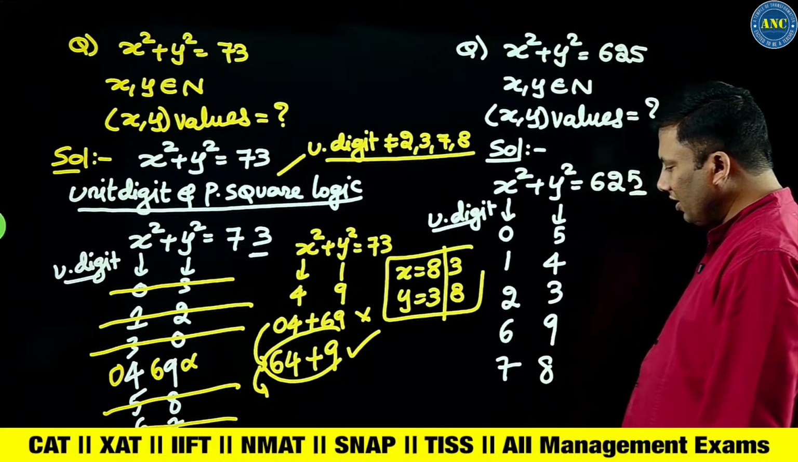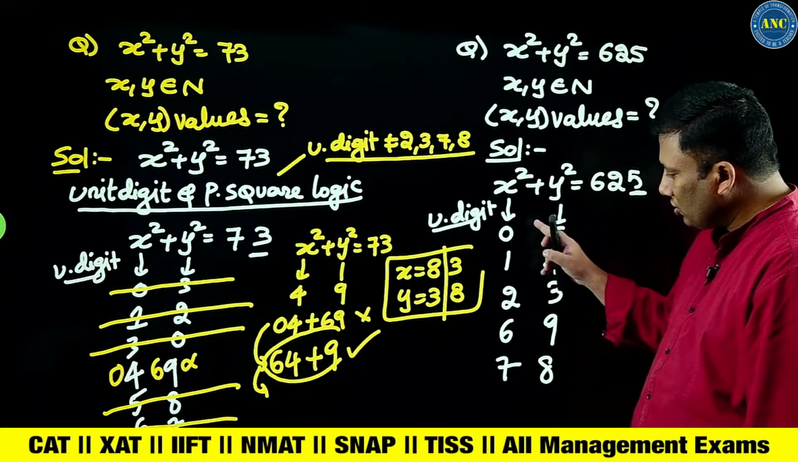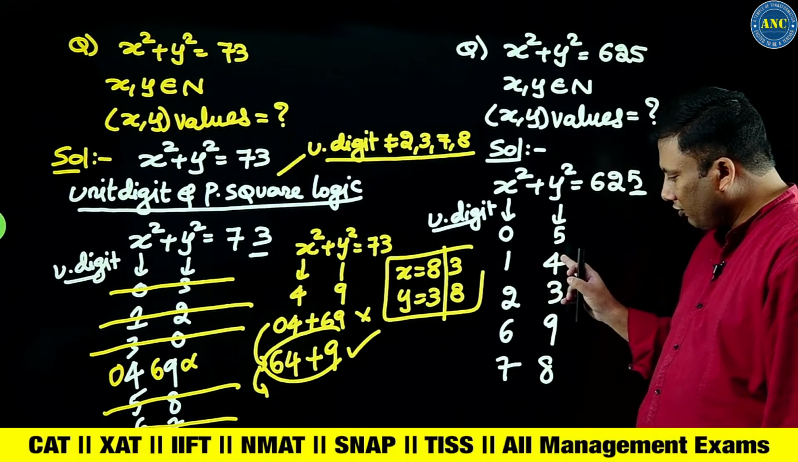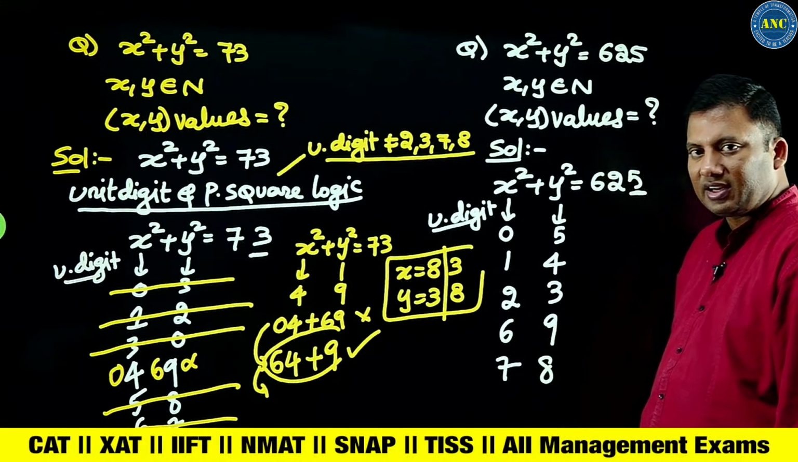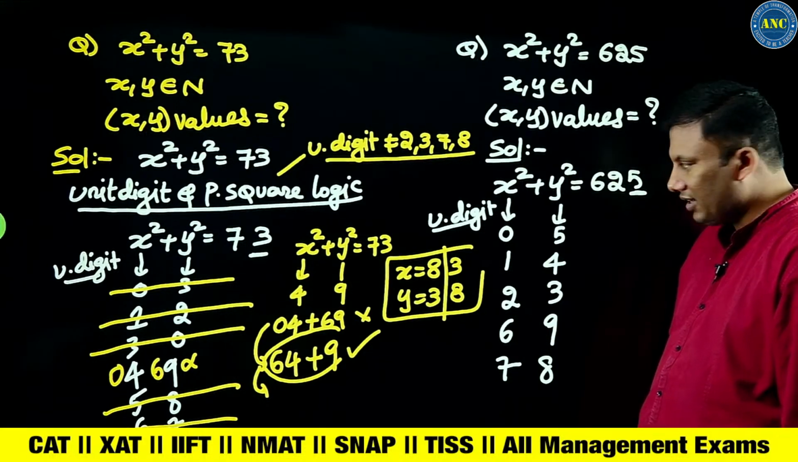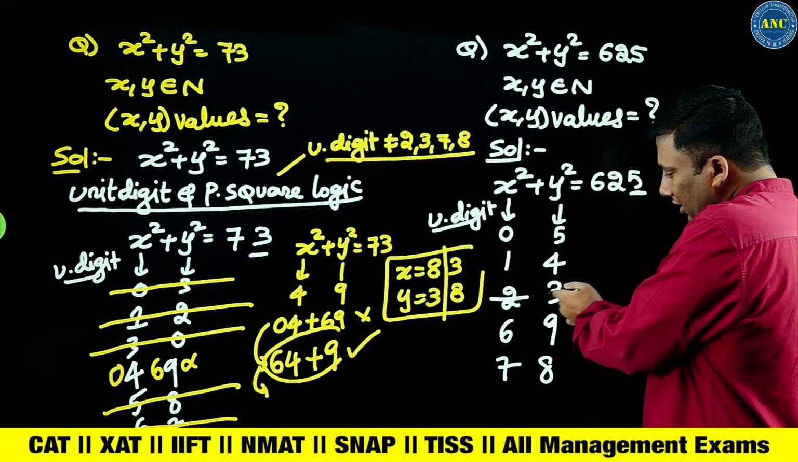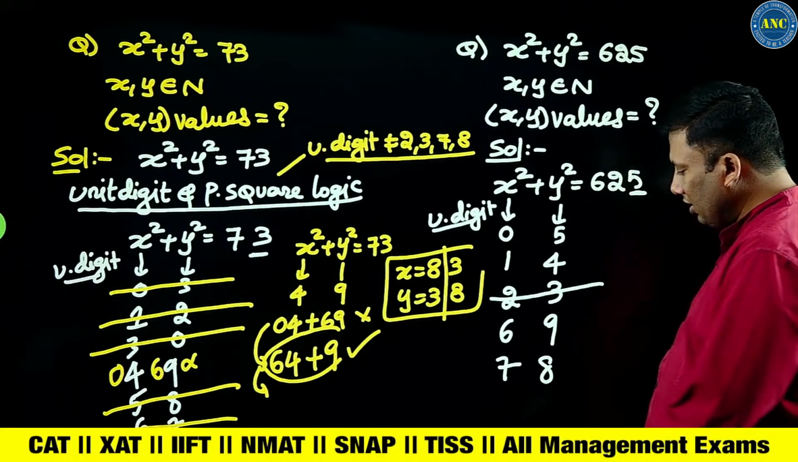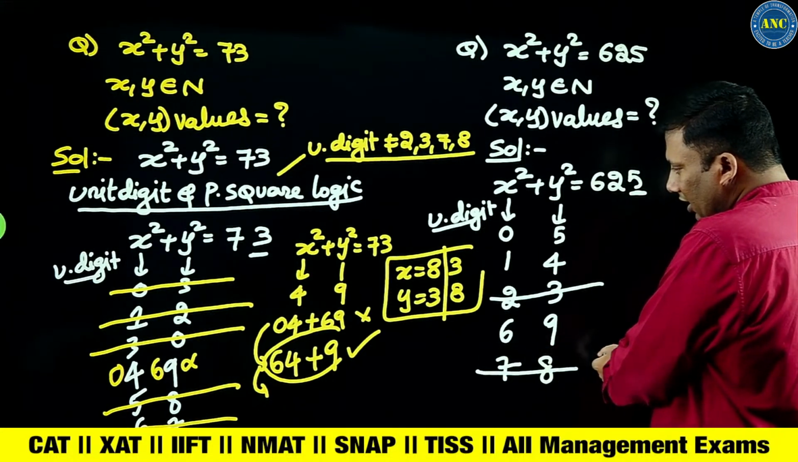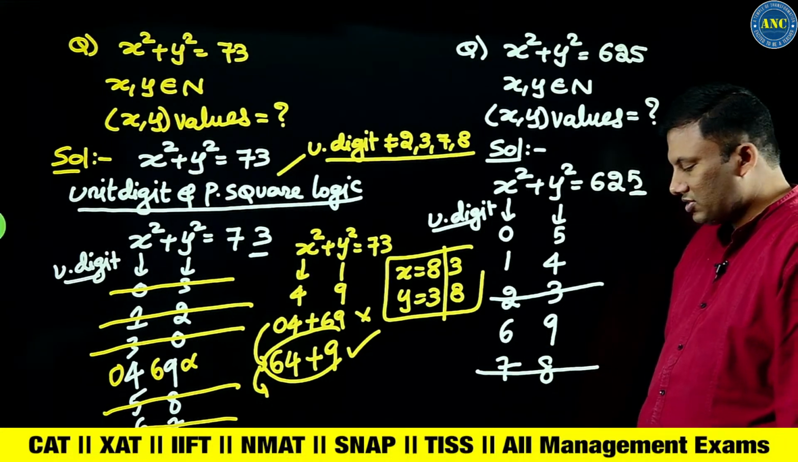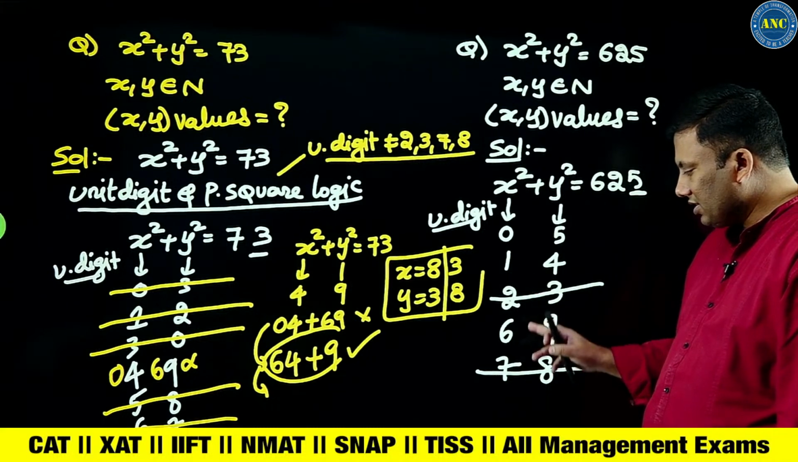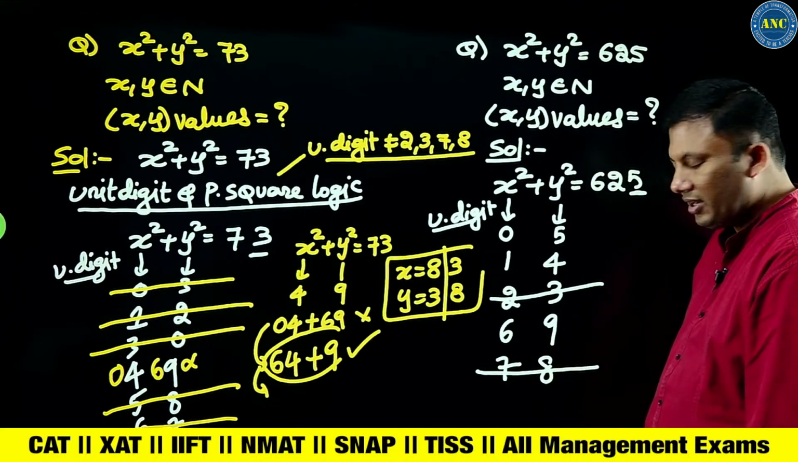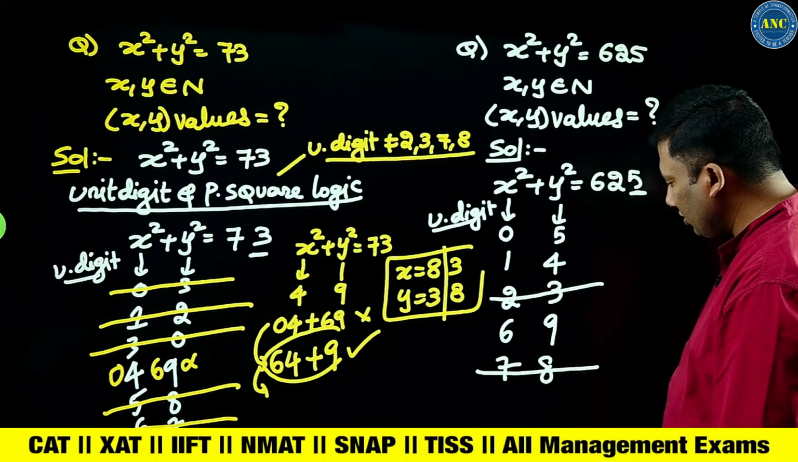All the cases we have taken, all the digits 0, 1, 2, 3, 4, 5, 6, 7, 8, 9. Is the idea clear? A perfect square cannot end with 2 or 3. A perfect square cannot end with 7 or 8. This case eliminated, this case eliminated. Are you all with me? Right. Now, next one.